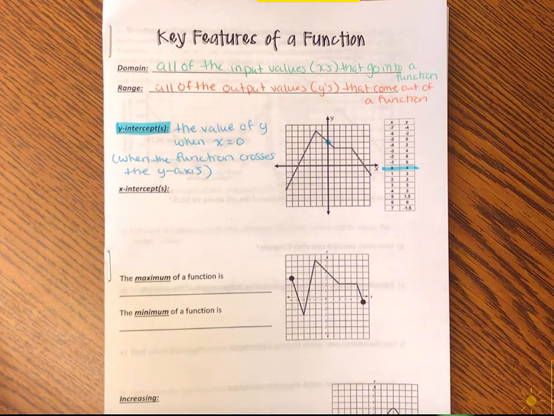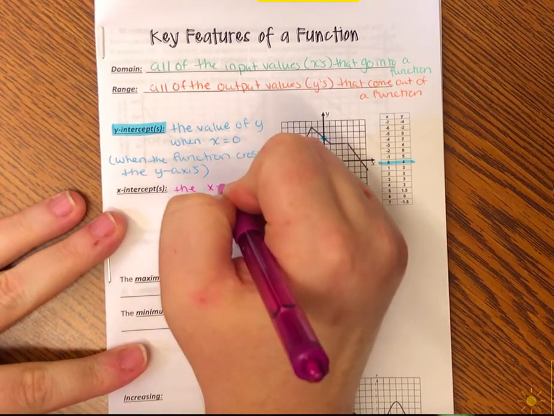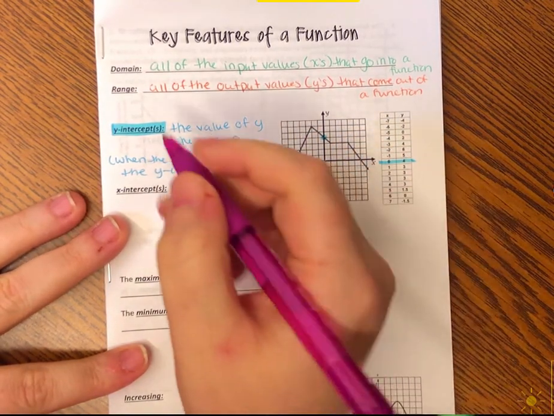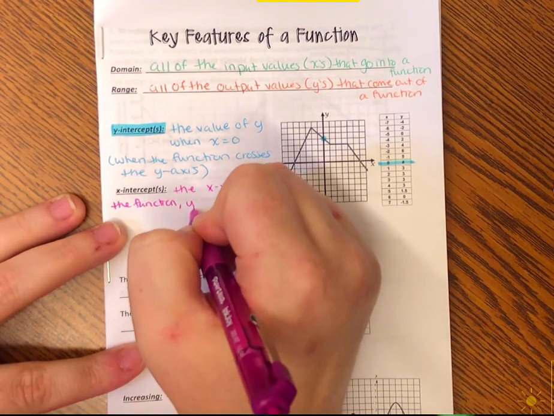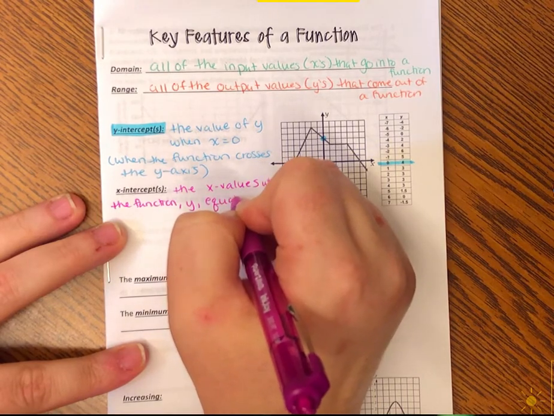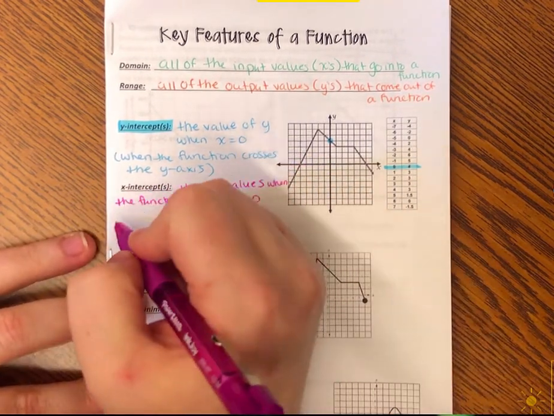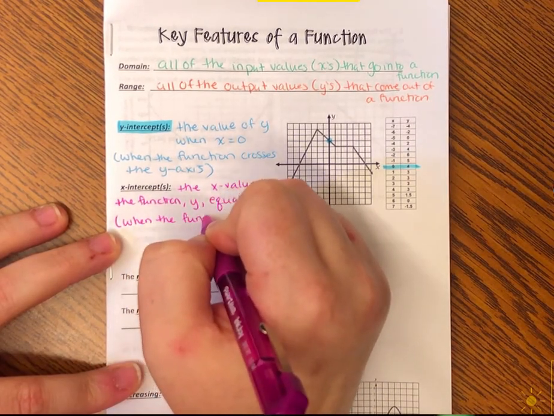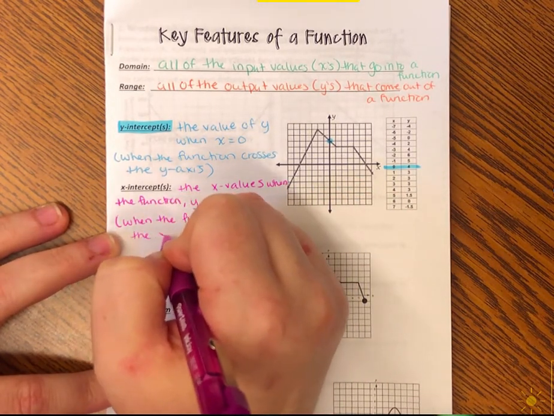The x-intercept or intercepts is very similar. It's just in this case, it's the x values when the function, which is y, equals 0. So when y is equal to 0, it's the x values when y equals 0. Or another way, if we're looking at the graph, when the function crosses the x-axis.